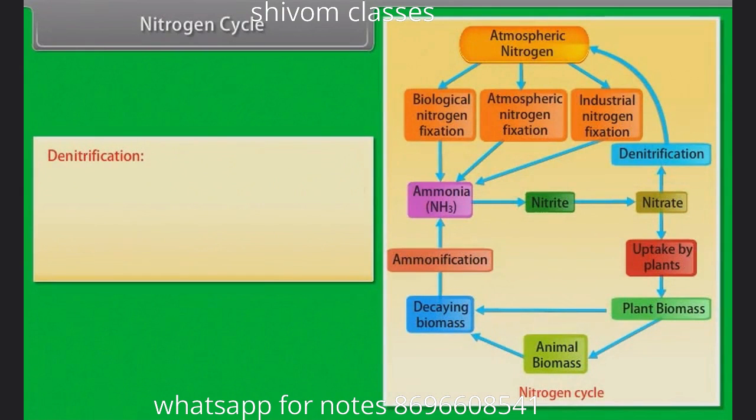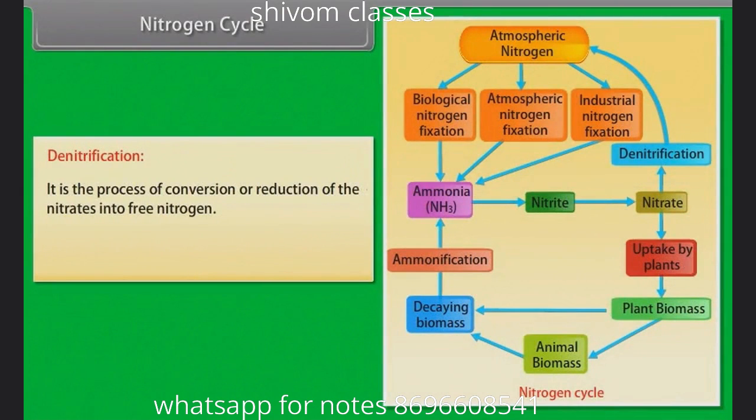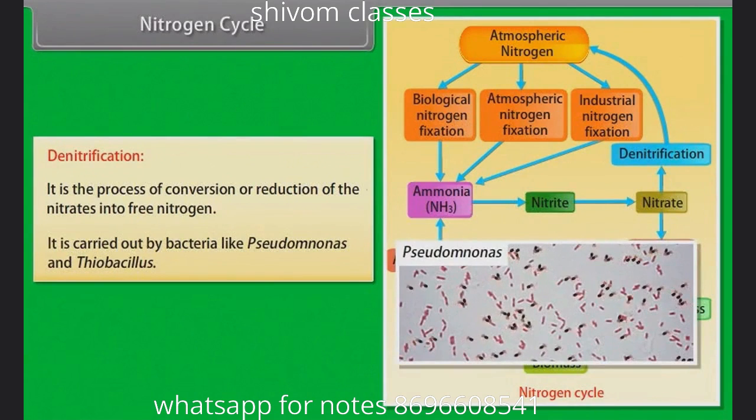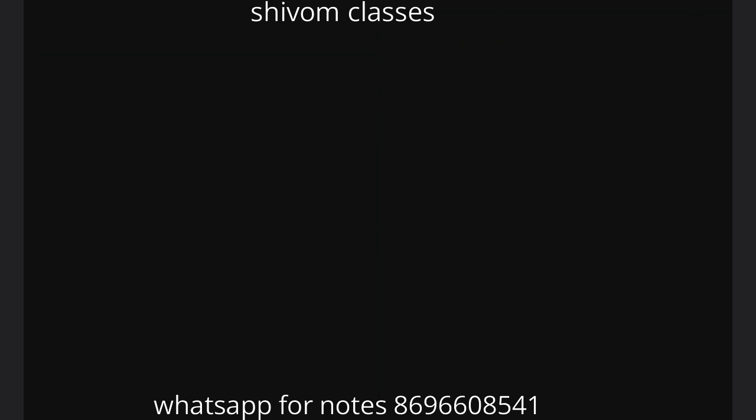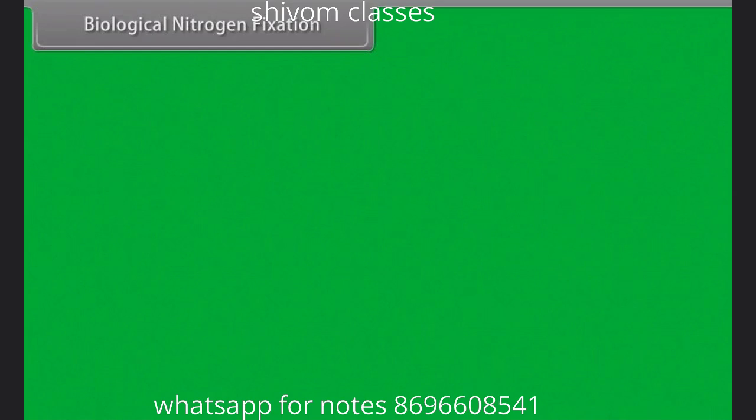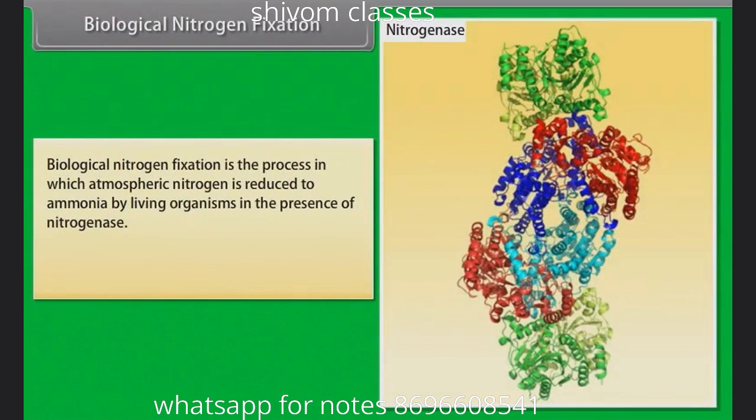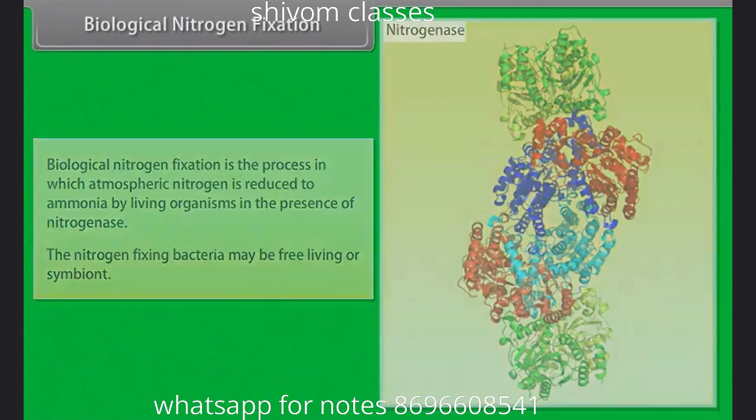Denitrification. It is the process of reduction of the nitrates into free nitrogen. It is carried out by bacteria like Pseudomonas and Thiobacillus. Biological nitrogen fixation. Biological nitrogen fixation is the process in which atmospheric nitrogen is reduced to ammonia by living organisms in the presence of nitrogenase. The nitrogen-fixing bacteria may be free-living or symbiont.